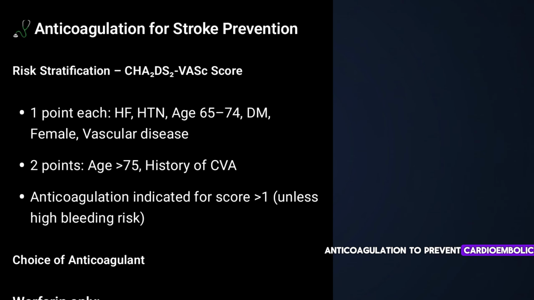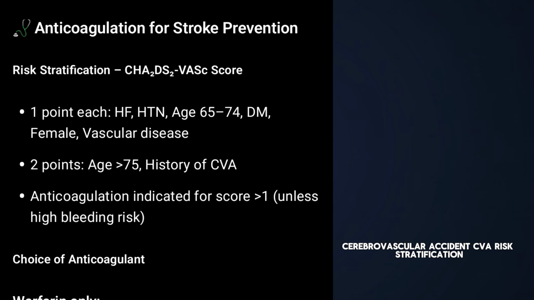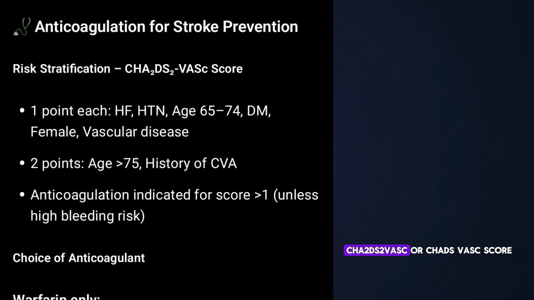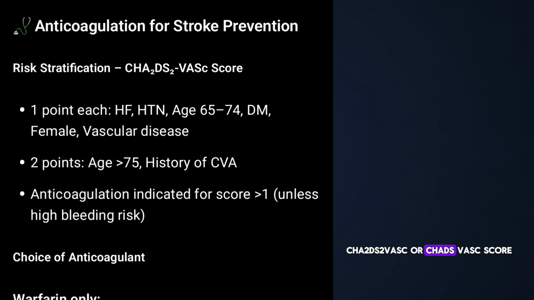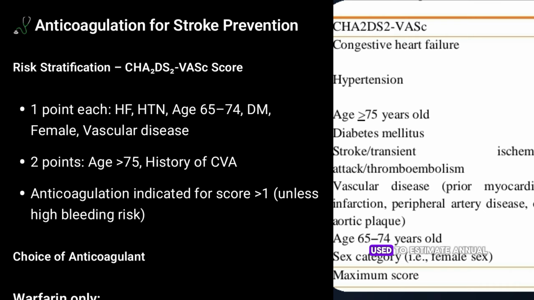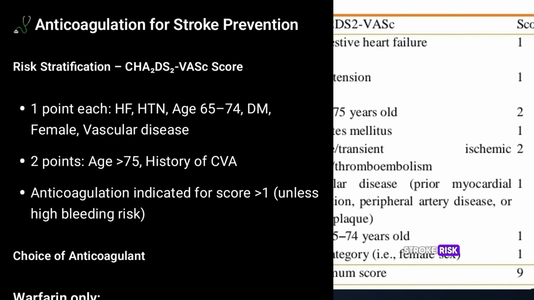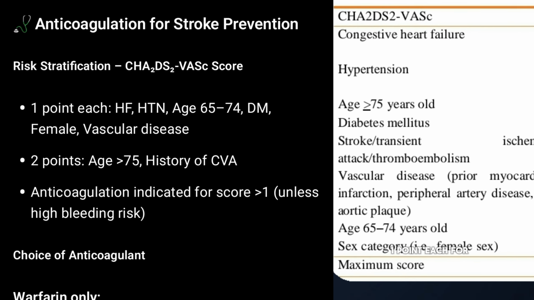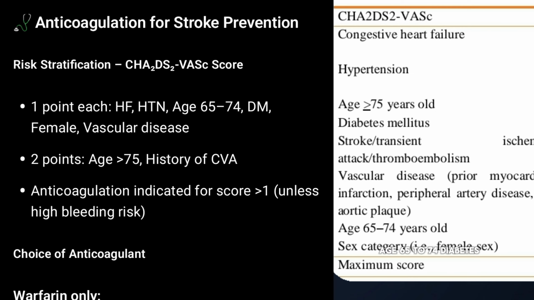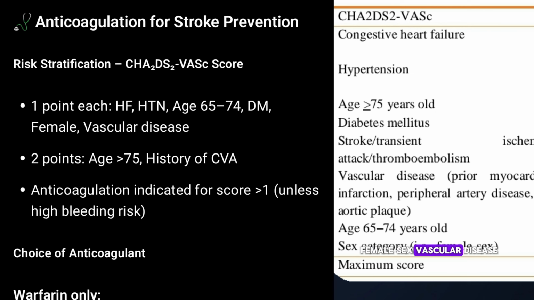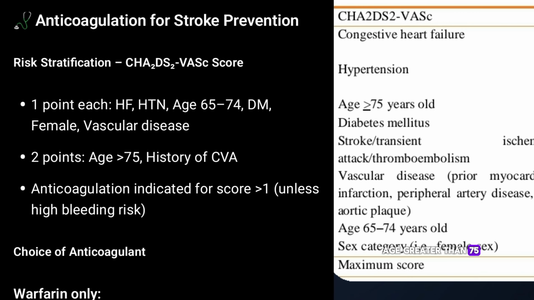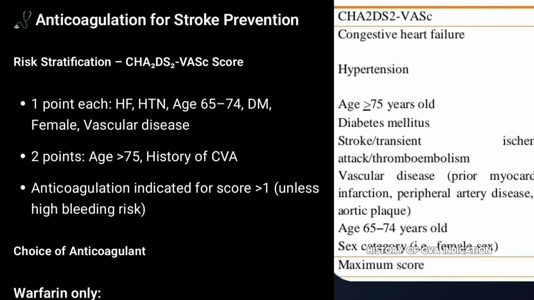Anticoagulation to prevent cardioembolic cerebrovascular accident, CVA. Risk stratification, CHA2DS2-VASc score. Used to estimate annual stroke risk. 1 point each for heart failure, HTN, age 65 to 74, diabetes, female sex, vascular disease. 2 points each for age greater than 75, history of CVA.